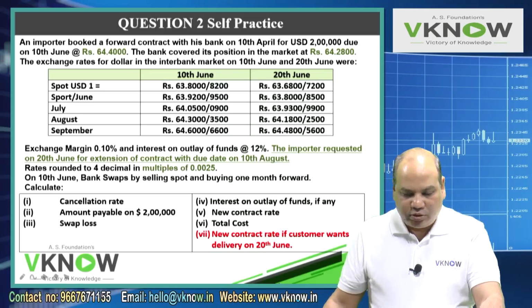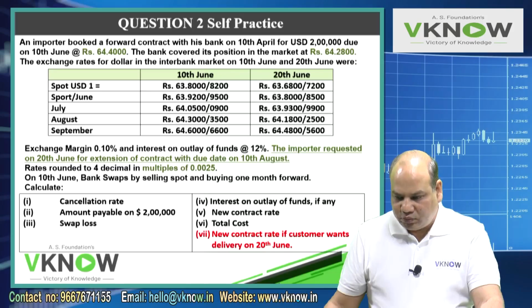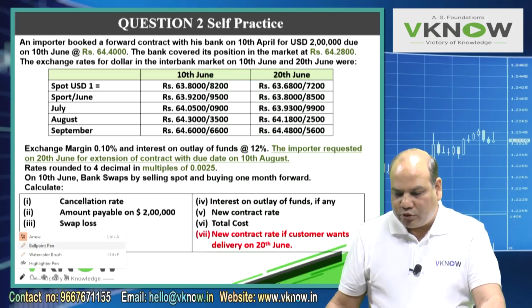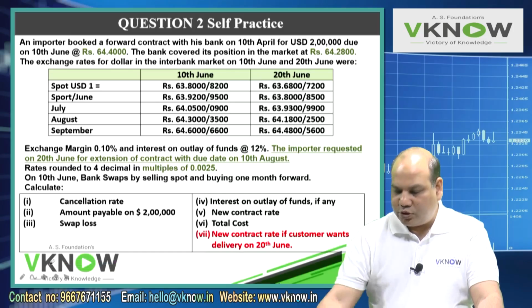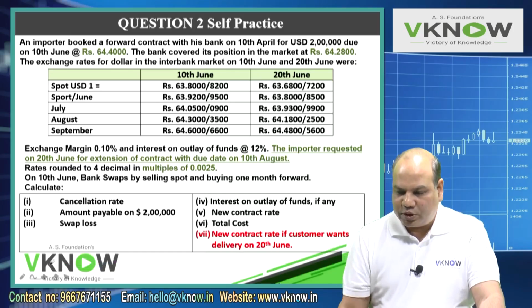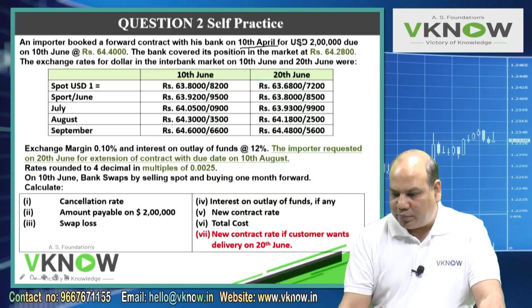That will give you confidence to solve this question. So here we begin reading the problem. An importer booked a forward contract with his bank on 10th April for USD 2 lakh. So this is a problem again of an importer. The previous question was also of a person who had to make the payment. So the situation is the same. The contractual date is 10th April, currency 2 lakh.